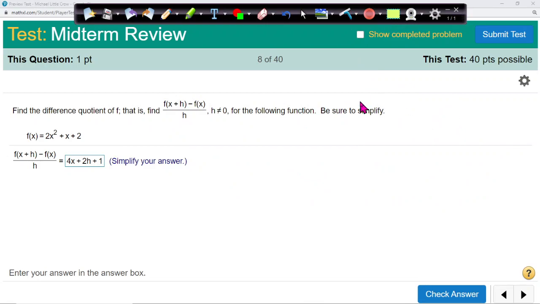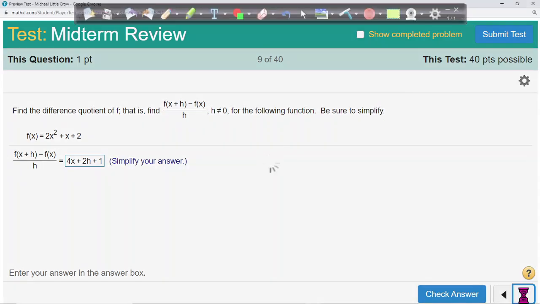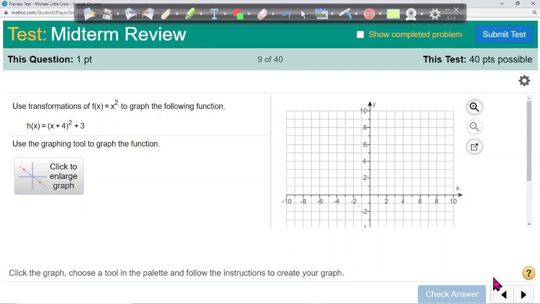Okay, but we are resilient people, and we keep moving forward. So we've got 8 out of 40. Let me get to 10, and I'll maybe take a little break. You're probably doing fine, but I need to stretch a little bit.